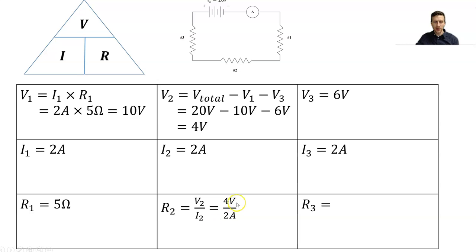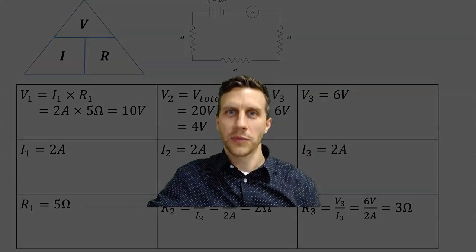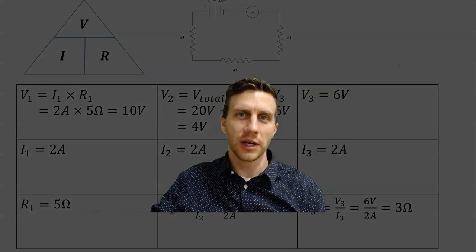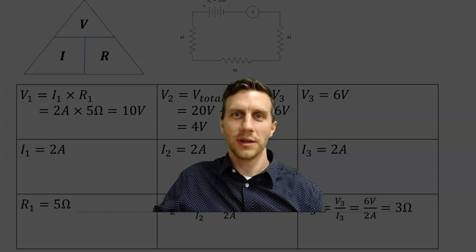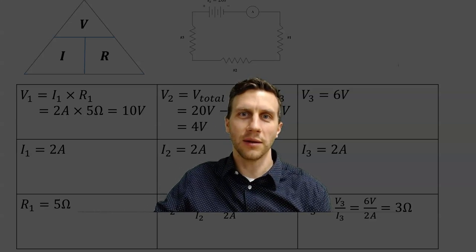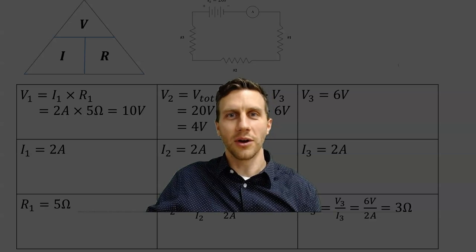So V2 over I2, that's 4 volts over 2 amps. 4 divided by 2 is 2, and resistance is measured in ohms. So the strength of this resistor is 2 ohms. And so the last one, R3 is equal to V3 over I3. We've got that third voltage, we've got the current through resistor 3. 6 volts over 2 amps, and that is 3 ohms. So that is how you solve a series circuit. Try to do the examples that are in the handout, and then move on to the next video on solving parallel circuits.